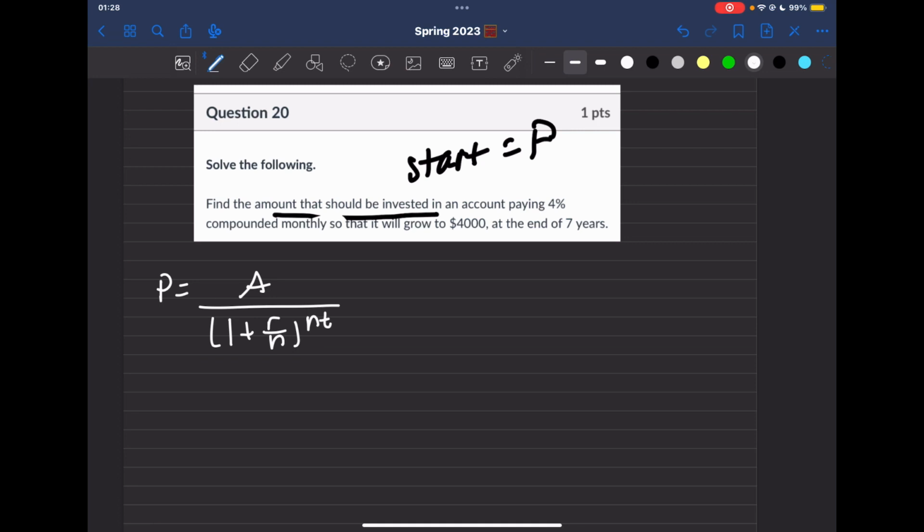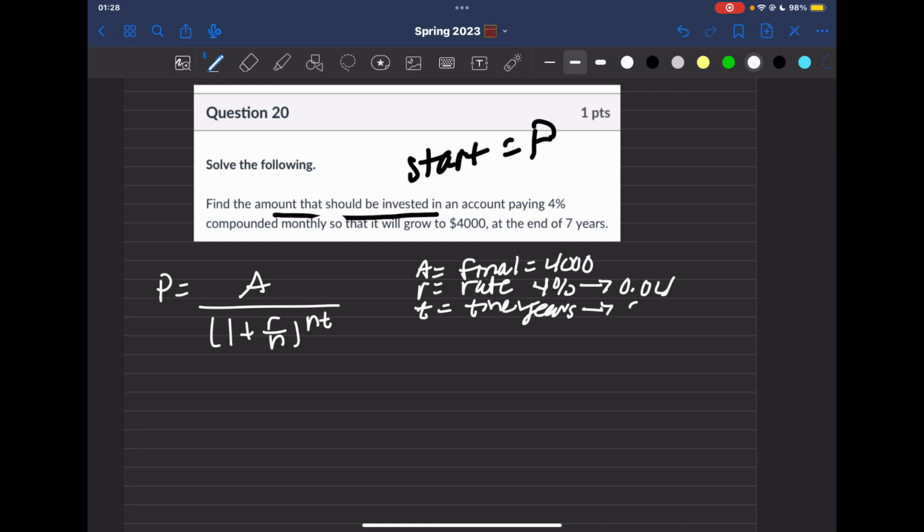So let's go ahead and figure this out. A is going to be your final amount, which is 4,000. R equals your rate, which is 4%, but as a decimal, 0.04. T equals time in years. So then that's going to be 7. And then N equals the number of times compounded. So this is compounded 12 times because it's monthly. And again, we're trying to solve for P, which is the start amount, or the beginning amount of the investment.